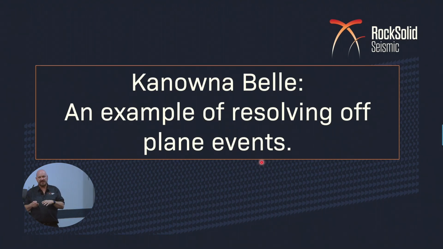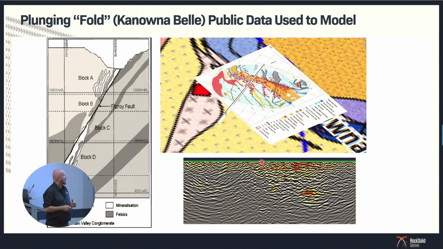Now, I have mentioned a little bit about off-plane events. This Kanowna Belle data set was collected when I was working at Kanowna Belle. I had no idea about seismic at the time, and neither did anybody else, including the people who put the program together, apparently. Because if they had understood off-plane events, they wouldn't have put these lines where they did put them. So, Kanowna Belle has the Fitzroy Fault through here. Unfortunately, Northern Star wouldn't share the model with me. I had to make a model up based on publicly available data sets and memory from having worked there.